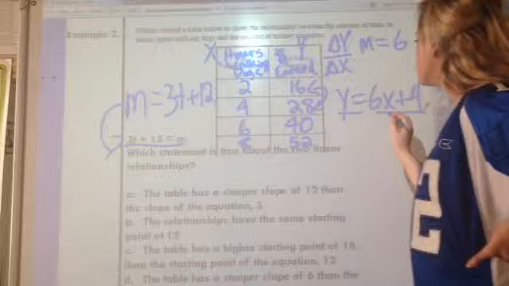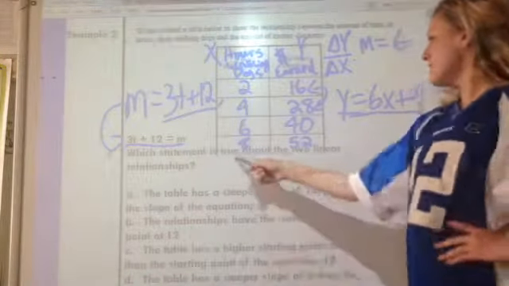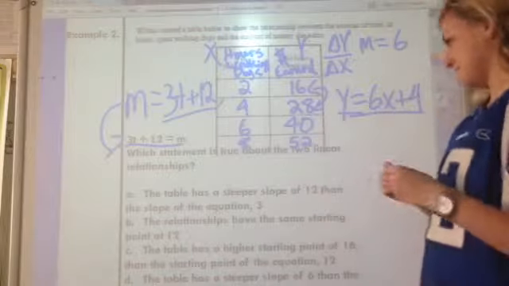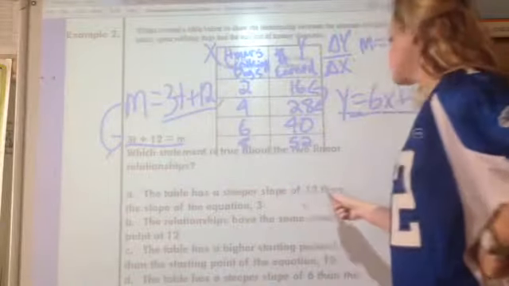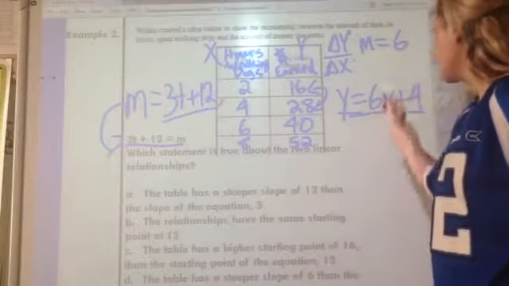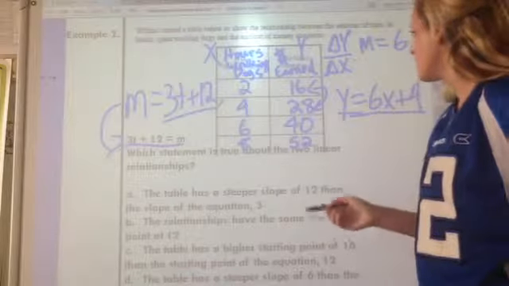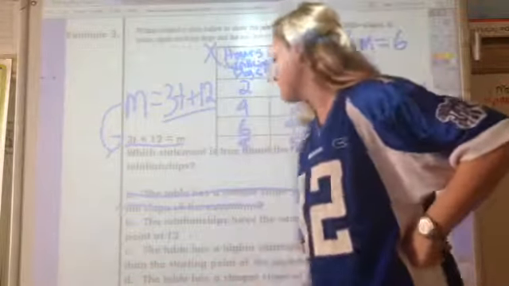Now that I have my two equations, I can start comparing them. All right, so which statement is true about the two linear relationships? All right, the first one. A, the table has a steeper slope of 12 than the slope of the equation, which is 3. Well, that can't be true because the slope of the table is actually 6. So I can go ahead and mark through answer choice A.